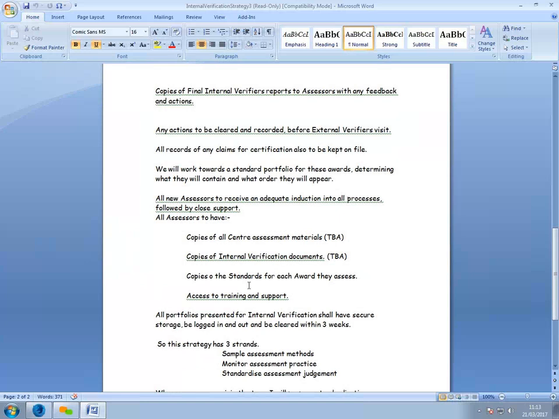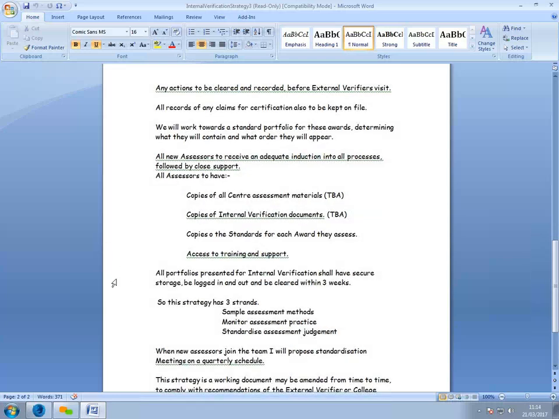Copies of the standards for each award assessed. Now, that is very important. One of the things that the candidate should have, yeah, is a copy of the standards they're working towards. Yeah. So those are all available to you. And every part in the middle, it says this unit does this or that unit does that. I have also, if you remember, I'll come back to it shortly, put suggested evidence forms on that sheet, where it says what is required to do that, you need to do this. So that sheet will come up again shortly. And they must have access to training and support.